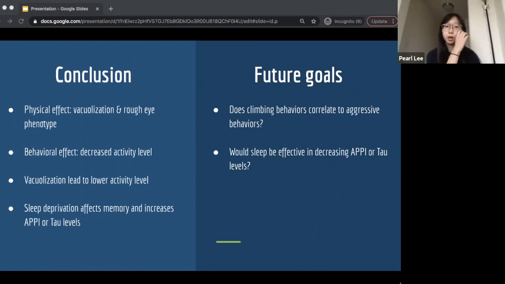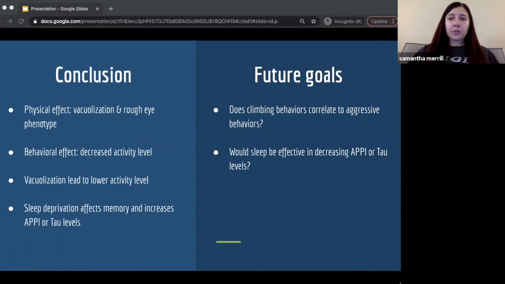So in conclusion, our research is developed around the physical effects and behavioral effects. We also researched the vacuolization that led to lower activity level, and how sleep deprivation affects memory and increases APP or Tau levels. For future goals, we first want to preface that we would like to do this experiment fully in lab when we are able to. And when we found information on the climbing behaviors correlating to aggressive behaviors, we want to know if they are the same pathway or not correlated at all. We also learned that sleep deprivation causes an increase in APP and Tau, but would sleeping actually decrease APP or Tau?